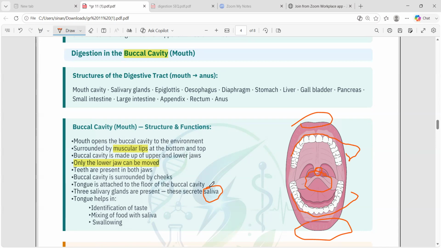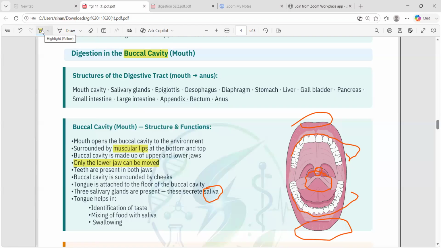Now we have this tongue. The tongue has three main functions. Initially, the tongue helps to mix the food with the saliva. Say we have eaten a piece of apple. This piece of apple is getting mixed with the saliva. This is mainly done by whom? By the tongue.